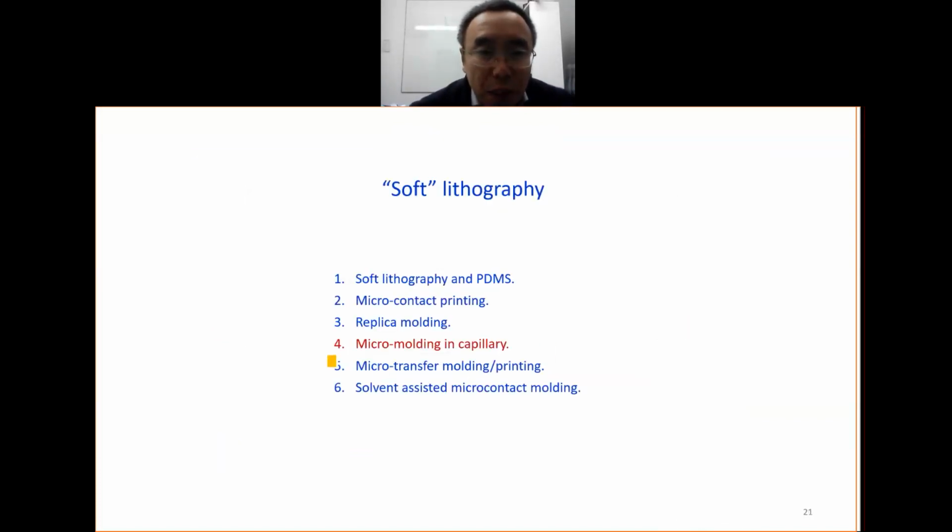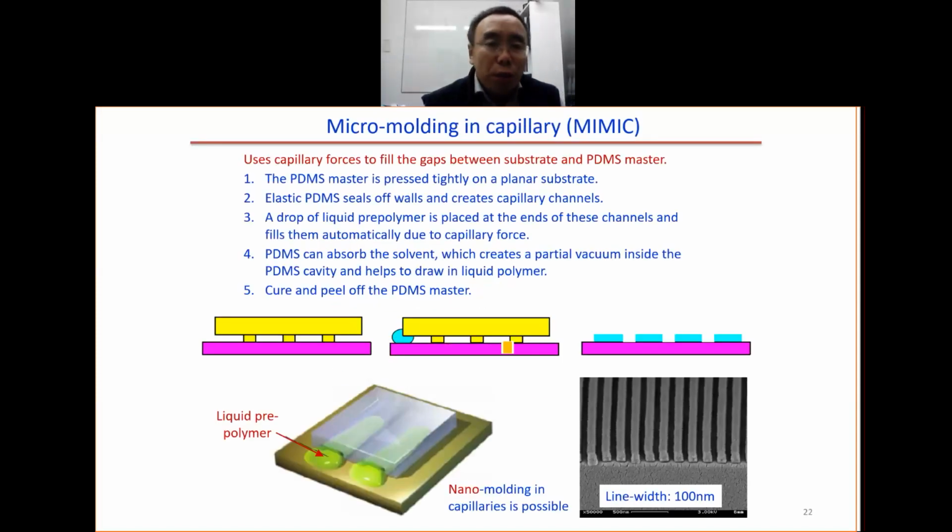The next example is micro molding in capillary. As the name indicates, we use capillary force. So what do we do? First, we seal the PDMS onto the substrate. This white PDMS mold is sealed to the substrate, but this is not permanent bonding. It's temporary bonding. It can be peeled off later on.